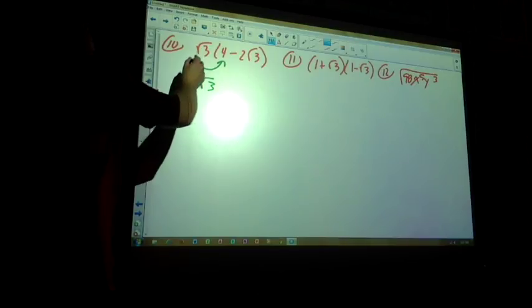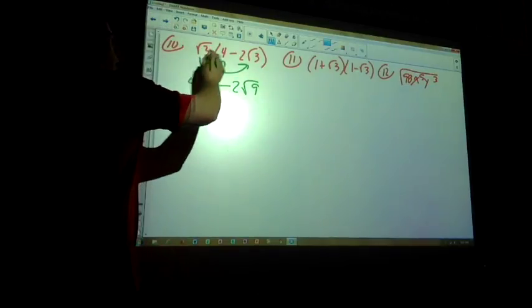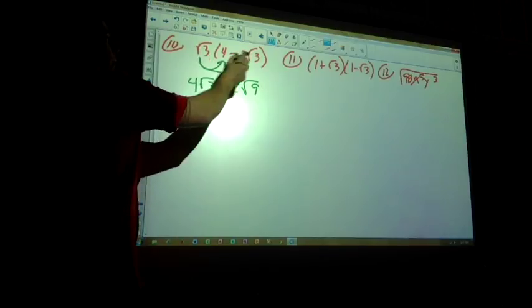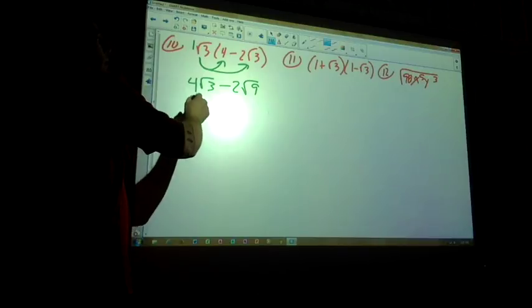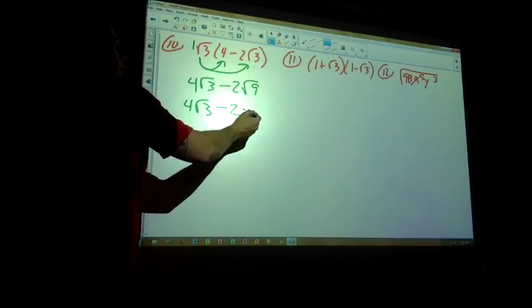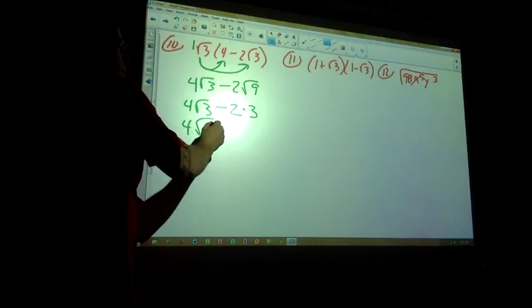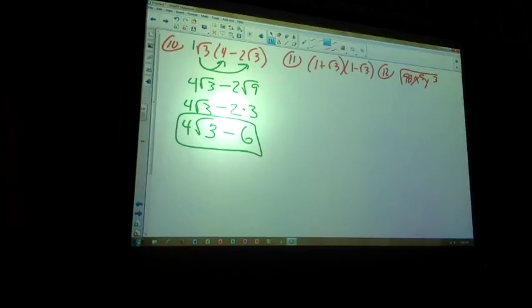Okay? And then if I multiply here and here, that's going to give me minus 2 root 9. Notice under the radicals, root 3 times root 3 is root 9. The 2 comes along, there's a 1 right there. Oh, that makes sense. All right, so 4 root 3 won't break down any further. What does 2 root 9 break down to? 2 times 3. So 4 root 3 minus 6. Done.